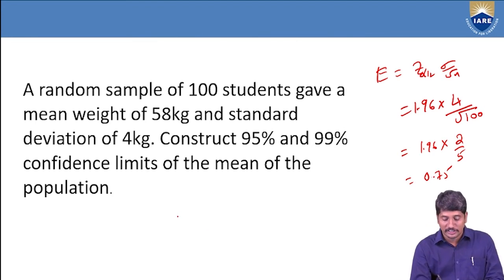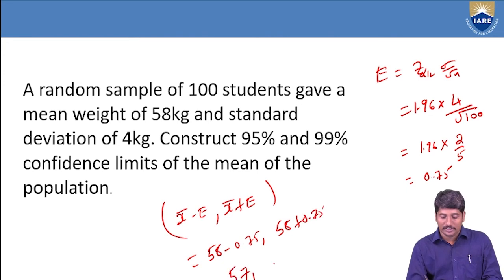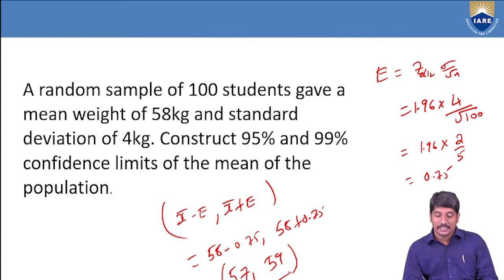Now the confidence interval is x bar minus E comma x bar plus E. That is 58 minus 0.75 kgs to 58 plus 0.75 kgs, which is approximately 57 kgs to 59 kgs. That means the average weight of all the students in IARE will range from 57 to 59 kgs at 95% confidence.